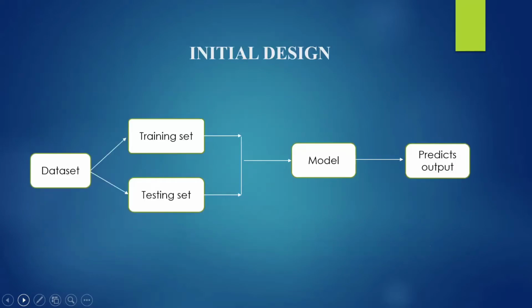So next we will move to the initial design. Here the data set we are using is divided into training sets and testing sets. First we will train our model on the training set, and when the model is completed, the testing set is given to predict the output, to see whether the output is correct or wrong. By predicting that, we can see the accuracy of the model. So this is the initial design of our project.